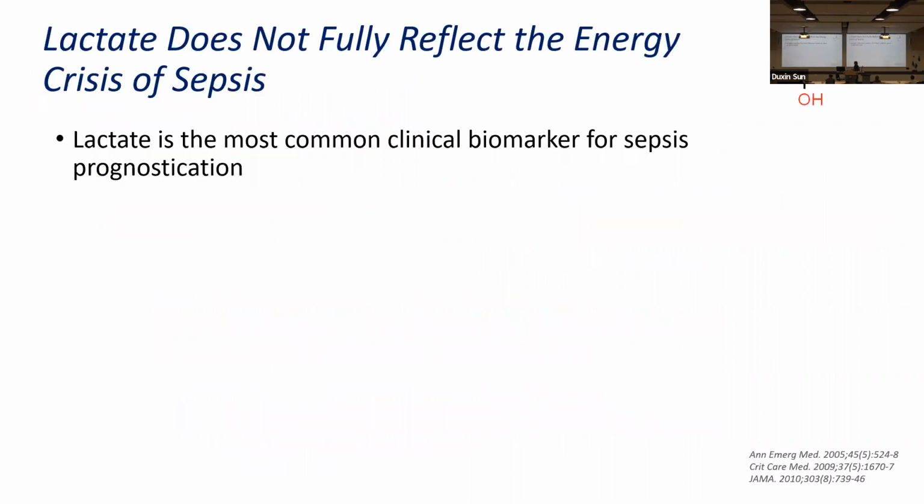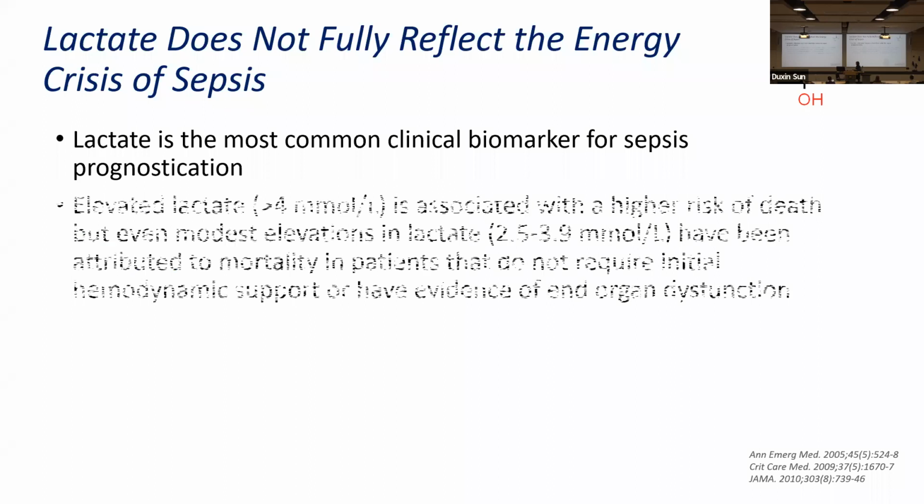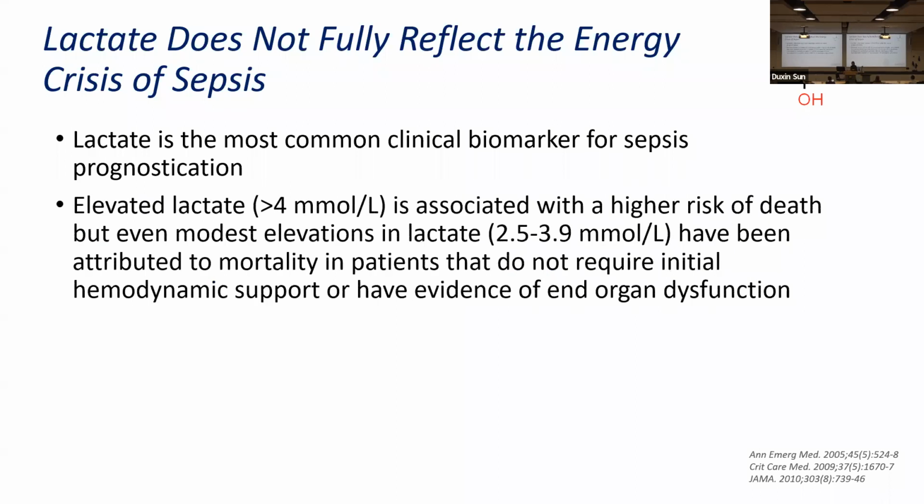And we also know that lactate, even though we think it's an important part of our understanding of sepsis and what is metabolically going on with sepsis, does not fully reflect the energy crisis of sepsis. It is still the most common clinical biomarker for sepsis prognostication, just to highlight some of its limitations. Even modest elevations in sepsis, in the 2.5 to below 4 range, have been attributed to mortality, even in patients that don't require initial hemodynamic support. So these would be modestly ill patients without any sort of end organ dysfunction.